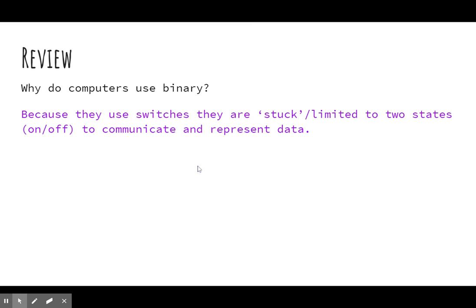Because they use switches. They're limited to these two states. When I say stuck, I mean limited. You don't have a lot of choices. I don't mean the switch is stuck and cannot move. Switches can only be either on or off. There's no middle. This is not one of those dimmers that has middle states. It's just either on or off. And so computers, because they're made up of switches, have to communicate and represent values or data using those two symbols, on or off. On, we usually use a 1. Off, we use what we call a 0.